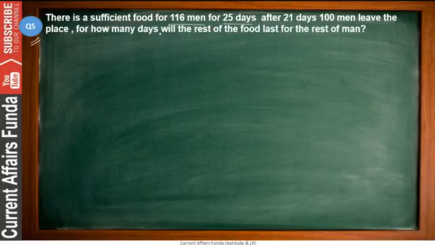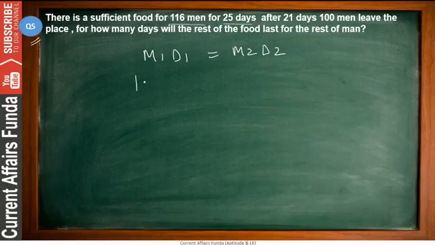So first of all friends, you should apply the same formula here, m1 d1 is equal to m2 d2. Okay, so there is sufficient food for 116 men. Okay, so total men will be 116. Okay, and friends, this food is for 25 days, and after 21 days have passed, that means 21 days have expired, the remaining days will be 4 days here. Okay, and friends, 100 men leave the place, that means in the starting there were 116 men. If 100 men leave the place, then remaining will be 16 only.